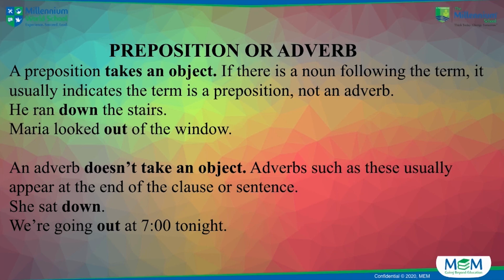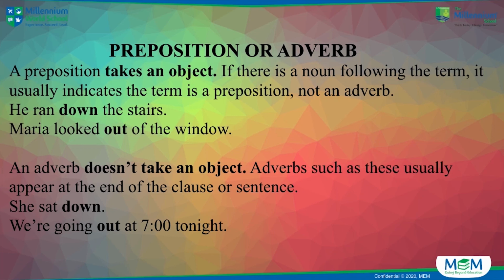Let's read further. An adverb doesn't take an object. Adverbs such as these usually appear at the end of the clause or sentence. Now you see the same words we have picked up: down and out. On top they were prepositions. They had an object, so that indicates they are prepositions. Whereas in these sentences here, she sat down, it has no object further, and like it's saying, it usually comes at the end of the sentence or the clause.